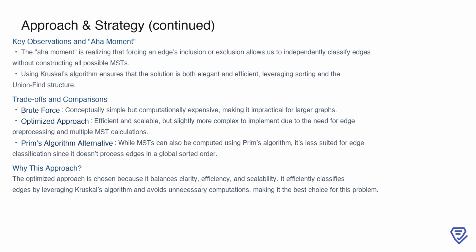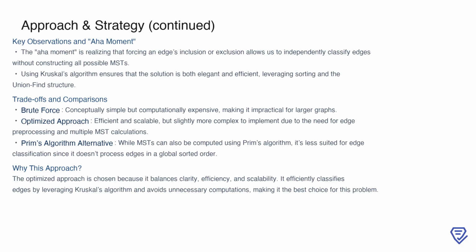When comparing approaches, brute force is conceptually simple but computationally prohibitive for large graphs due to its high time complexity. While Prim's algorithm can also compute MSTs, it is less suited for this problem because it doesn't rely on globally sorted edges, which are essential for edge classification. The optimized approach, therefore, stands out as the best choice. It is efficient, scalable, and leverages the structure of Kruskal's algorithm to minimize redundant calculations, making it well suited for solving this problem effectively.